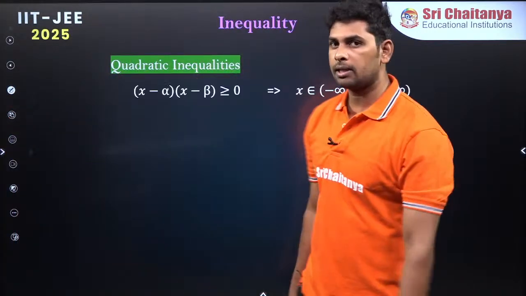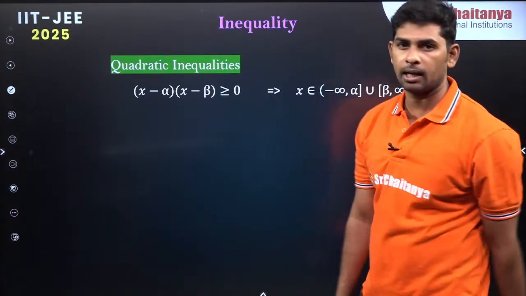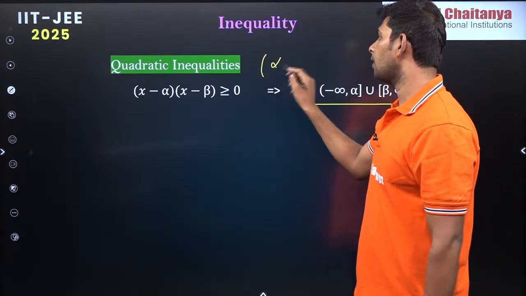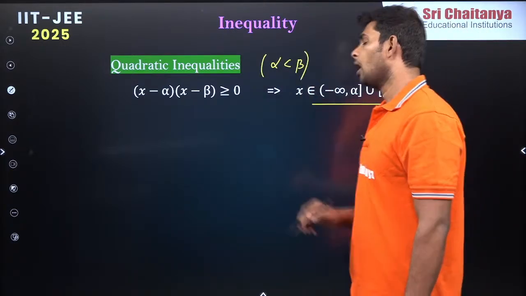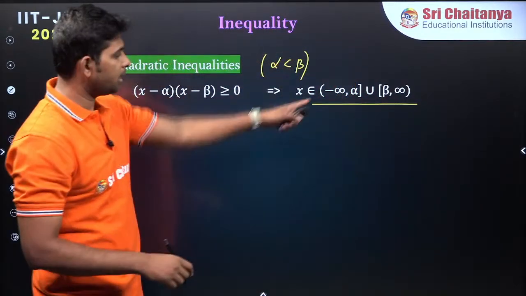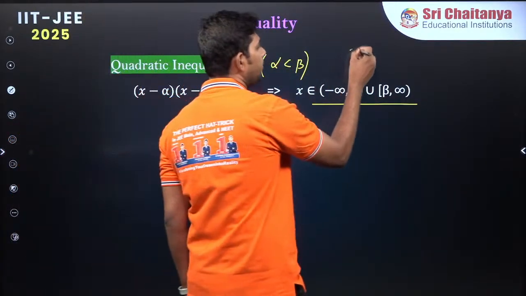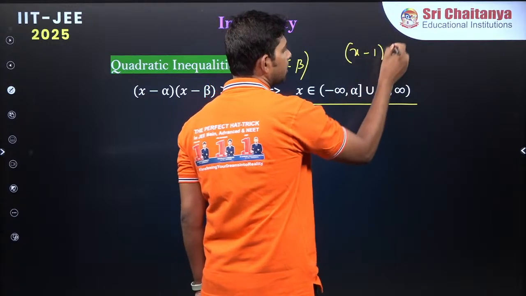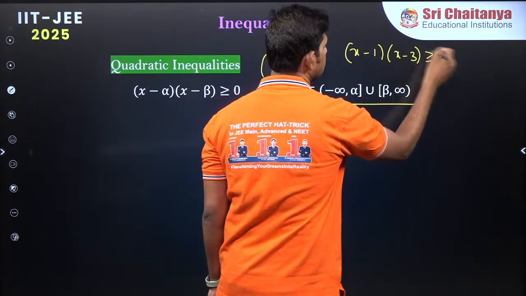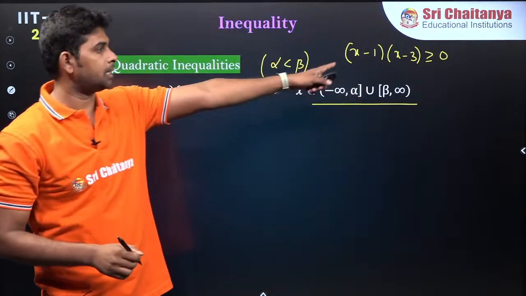The very first one is x minus alpha into x minus beta is greater than or equal to 0. Then the values of this we are taking. In this case alpha is lesser than beta, I am considering. Then with an example I am going to explain how we are getting this interval here. I am taking x minus 1 and here x minus 3 is greater than or equal to 0. I wanted to find the values of x which are satisfying this.